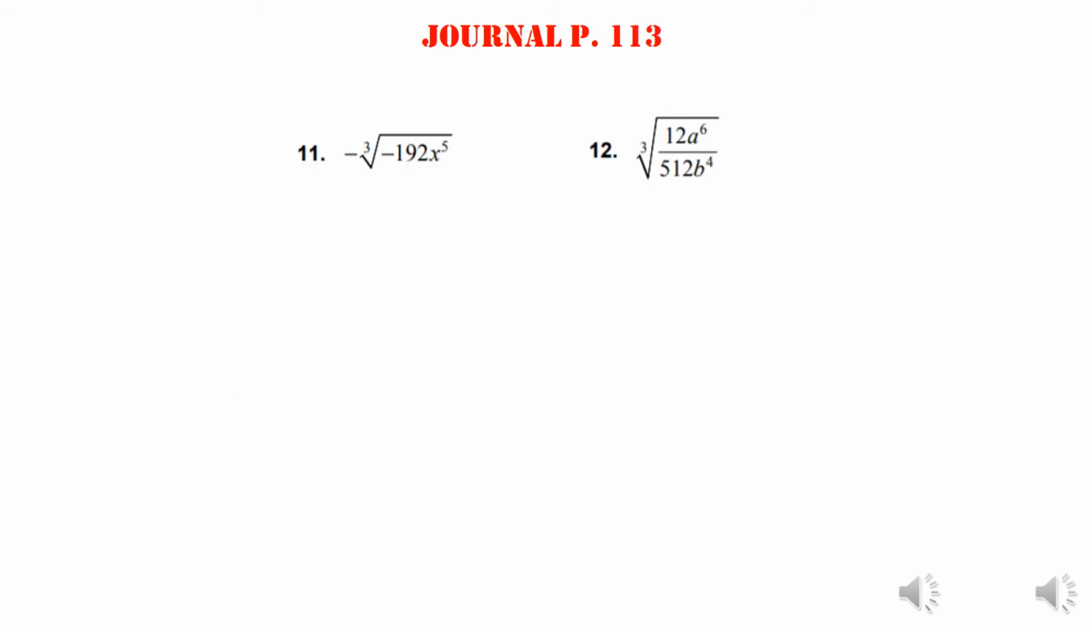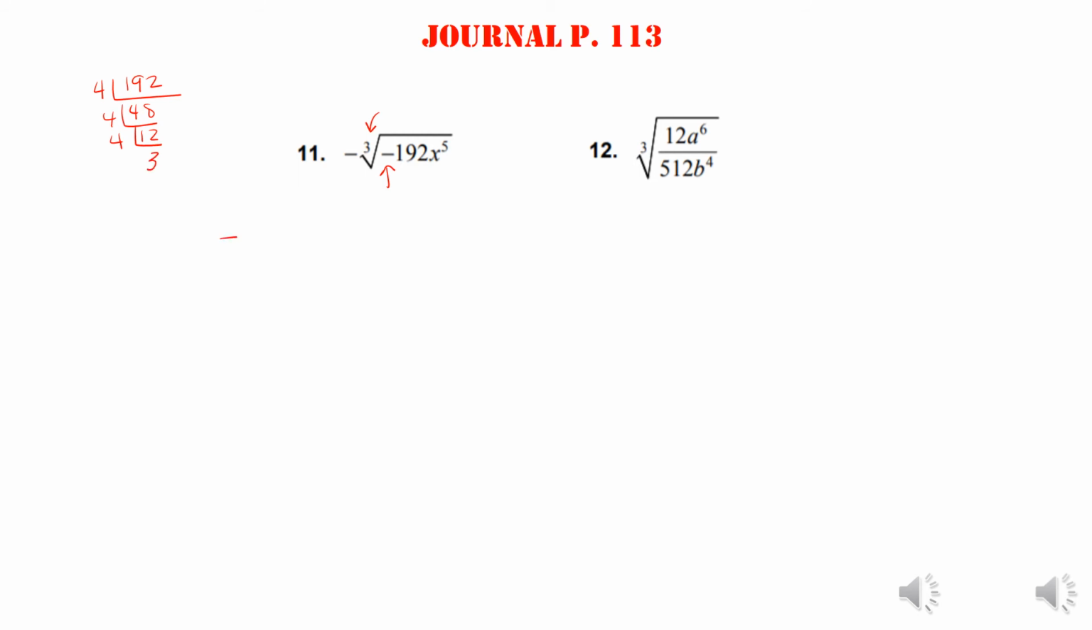The first thing I want to do here is notice that these are cube roots, and then I also notice that there's a negative here. But remember, if this is odd, then we can have a negative inside the radical that can be solved. So first thing I want to do is factor out 192. I'm just going to quickly do the math here and see if I get a perfect cube, and I do.